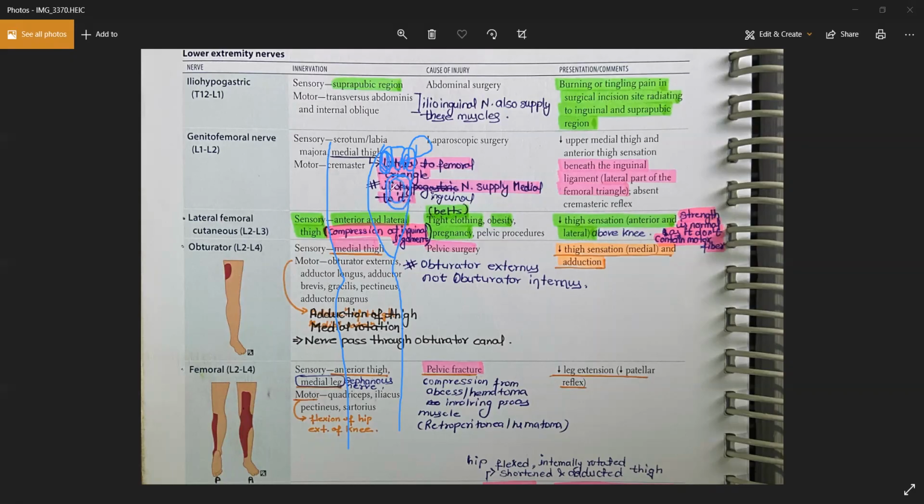Okay, so all these nerves are supplying the sensory innervation from the middle of the thigh, right? But the obturator nerve supplies below the femoral triangle, okay, while the genitofemoral nerve and the ilioinguinal nerve supply the lateral and the medial part of the femoral triangle. Is that okay?